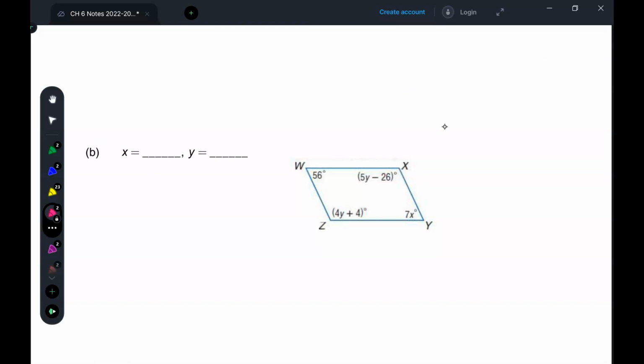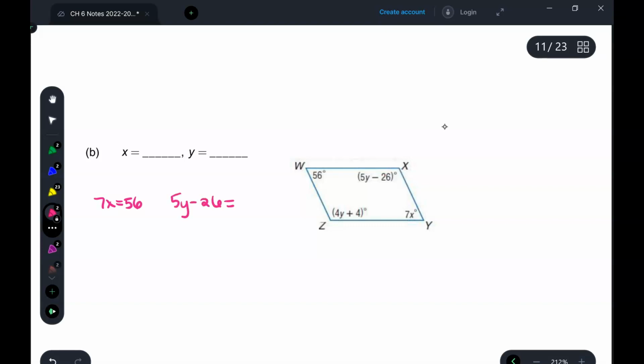And she said like 7x equals 56. All right, so yeah, opposite angles have to be congruent, so 7x has to be equal to 56, and 5y minus 26 has to be equal to 4y plus 4. That's an easy one. You can do that without any... I got y equals 30. 8 and 30? Yep. Looks good.